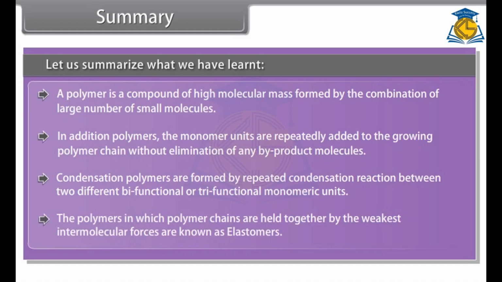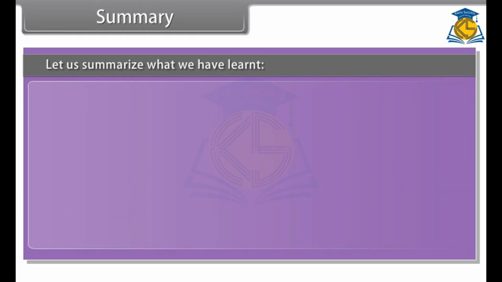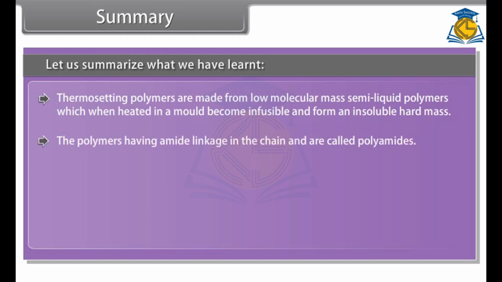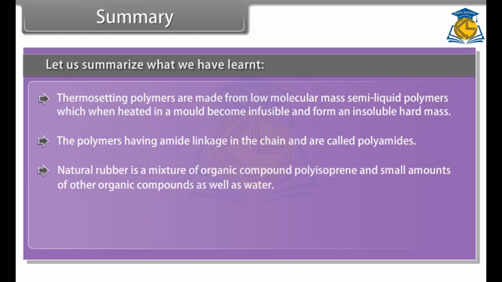The polymers in which polymer chains are held together by the weakest intermolecular forces are known as elastomers. Thermosetting polymers are made from low molecular mass semi-liquid polymers which, when heated in a mold, become infusible and form an insoluble hard mass. The polymers having amide linkage in the chain are called polyamides. Natural rubber is a mixture of the organic compound polyisoprene and small amounts of other organic compounds as well as water.